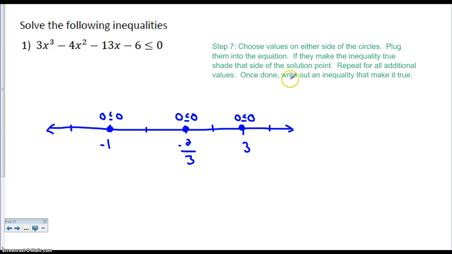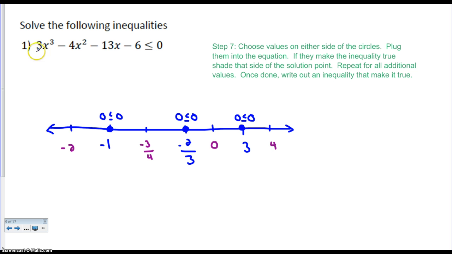Now step 7 is that once I have identified what those zeros are, what I'm going to do is choose values on either side. Okay? Like I'm going to plug negative 2 into this, because negative 2 is on this side of negative 1. I'm going to plug in negative 3/4, a value that's between negative 1 and negative 2/3. A value between negative 2/3 and 3 is 0. I like 0 because it's easy to work with. And then I'm going to plug in positive 4.